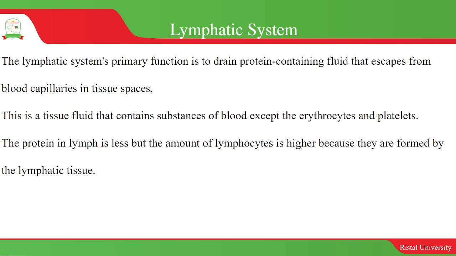So the lymphatic system basically contains the fluid which we are calling the lymph. This fluid contains nutrients and other chemicals just like what blood contains, apart from the fact that lymph does not contain blood cells such as the erythrocytes and the platelets. It also contains proteins, but of course the amount of protein is less in lymph.